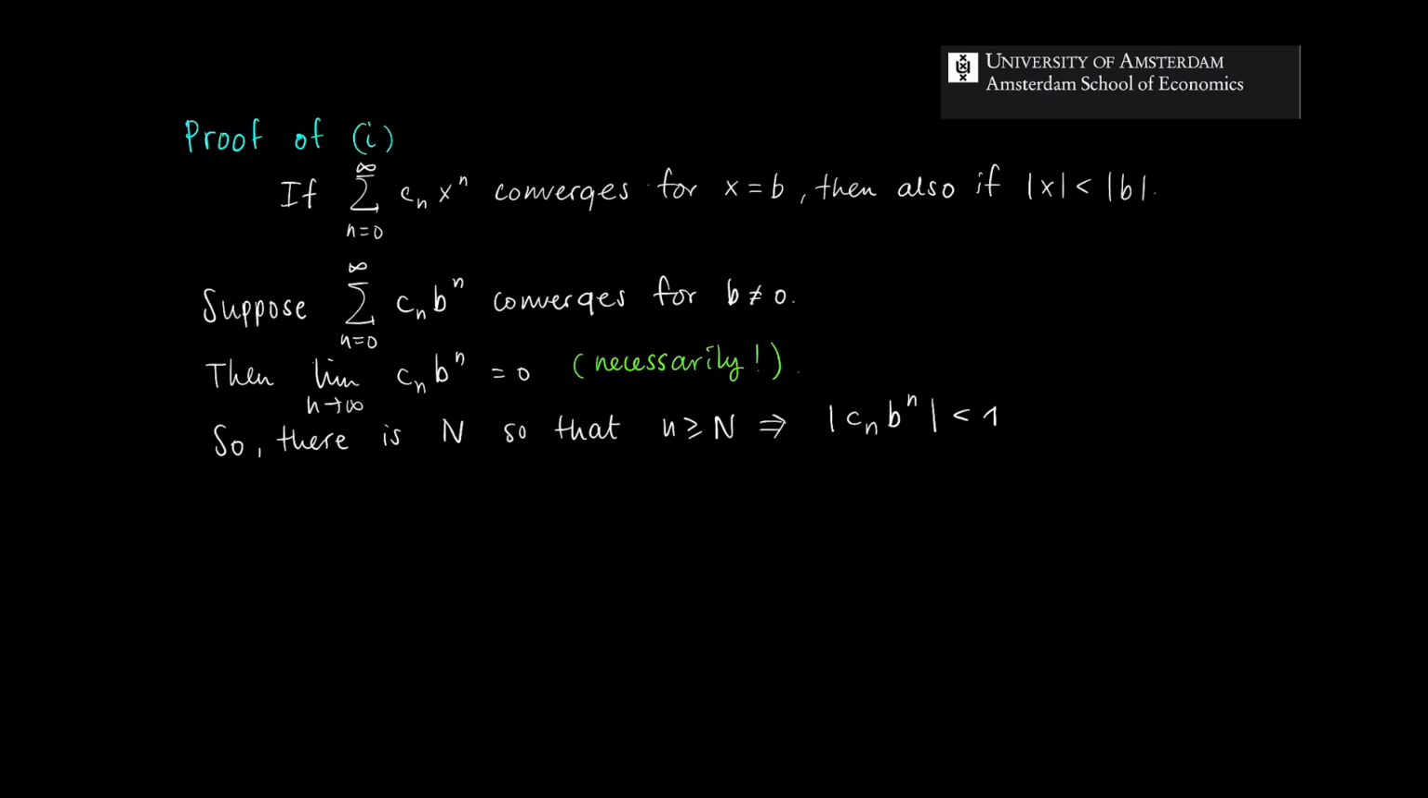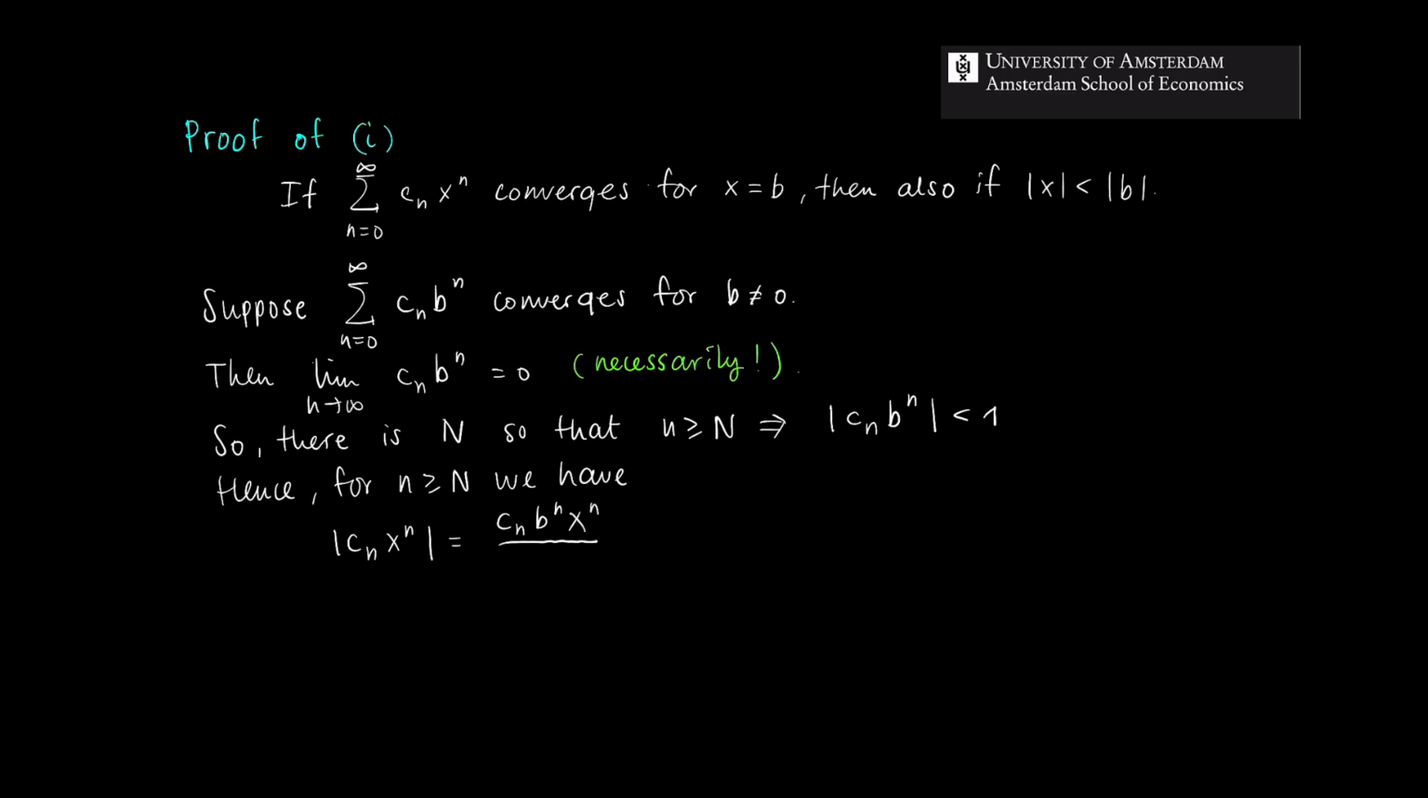Right? So now we can look at all these indices n larger than capital N, and look again at the absolute value of c_n x^n. And we now perform a trick. We multiply x^n with b^n, x to the power n with b to the power n, and we divide by b to the power n.